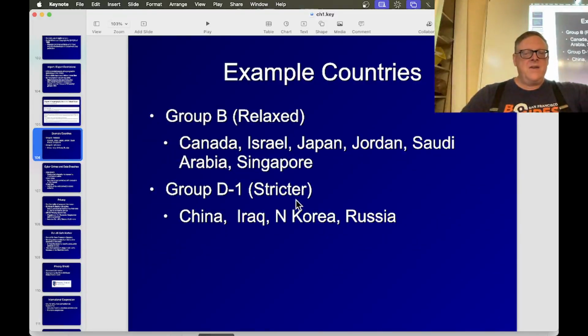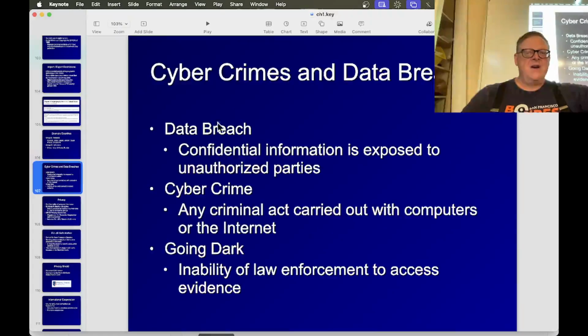Anyway, so here's the group. Yeah, Group D is here. China's in Group D, and so is Russia. Pretty strict. All right, so you have data breach, which is when the confidential information you collected is exposed. Cybercrime is any criminal activity.